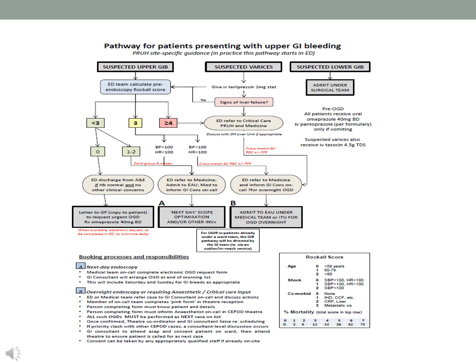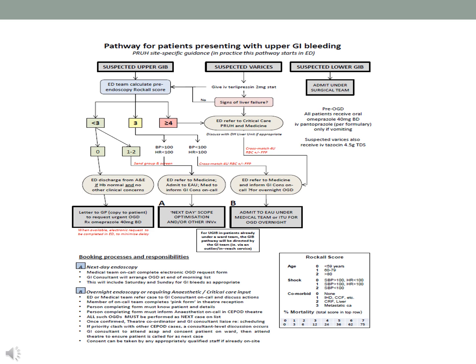If the Rockall score of the patient is 1 to 2, they need to have a group and save sent, and then we need to refer to the medical team for admission. If the patient has a Rockall score of 3, these need to be referred to the medical team for admission. And if they are hemodynamically unstable, they will also need to be discussed with the GI consultant on call and also cross-matched for 4 units of red blood cells and FFP.